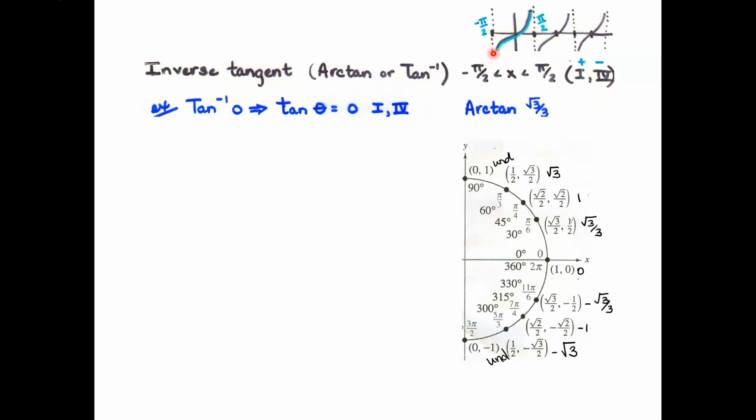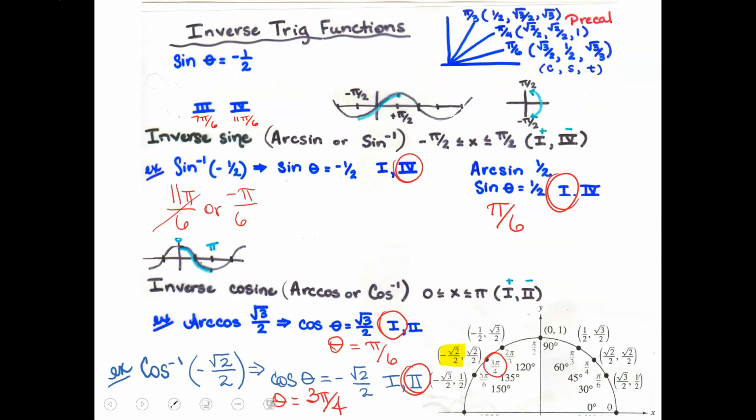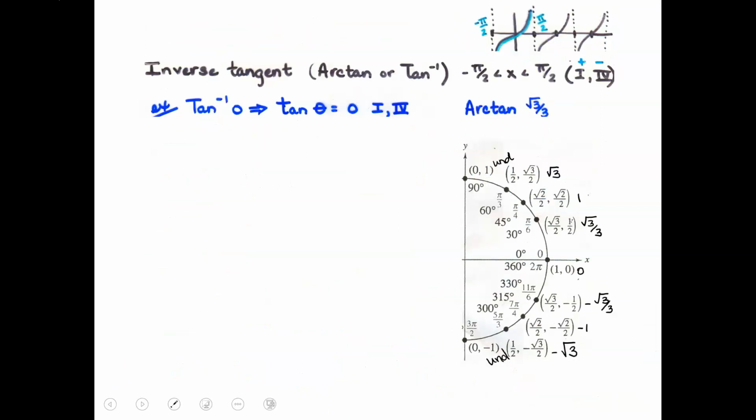The only difference is for tangent, we don't have equal to. For sine, we were able to be equal to negative pi over 2 and positive pi over 2. For tangent, we're not, because we have asymptotes at negative pi over 2 and positive pi over 2. So we're still using the first and the fourth quadrant, and tangent is positive in the first and negative in the fourth. So we're still using the right-hand side of the unit circle.